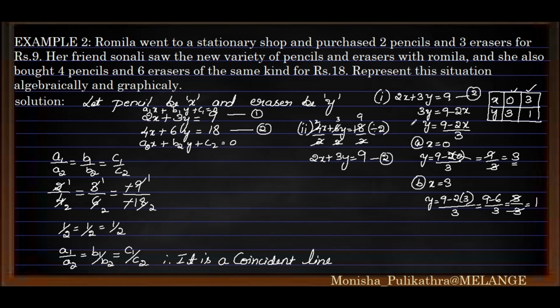What happens in equation 1 and 2? Both the equations are the same. If both the equations are the same, then all the points will also be the same. So we have to repeat the same points here. For the second equation also, the xy points are (0, 3) and (3, 1), because both the equations are one and the same. It is a coincident line. Both the lines merge with each other. So these are the points. Next we have to plot the graph for this.